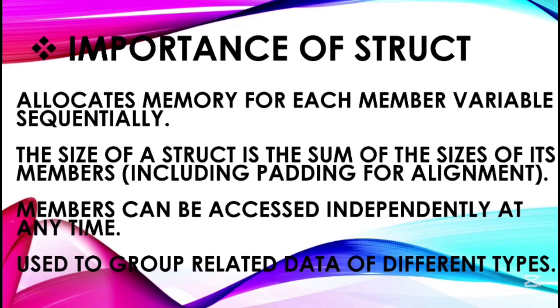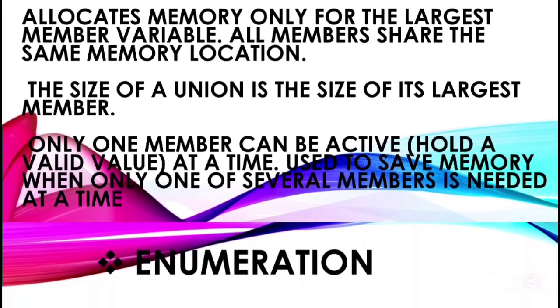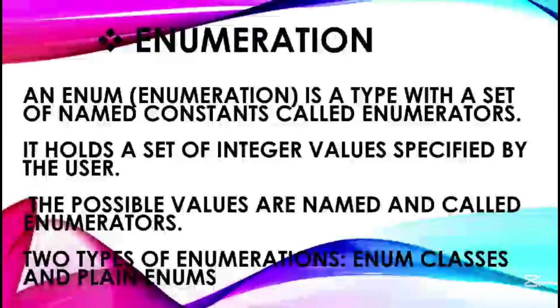These are the importance of struct. It allocates memory for each member variable sequentially. The size of a struct is the sum of the sizes. And these are the importance of union. It allocates memory only for the largest member variable. All members share the same memory location. So unlike struct, where each is given its own memory allocation, union doesn't do that.